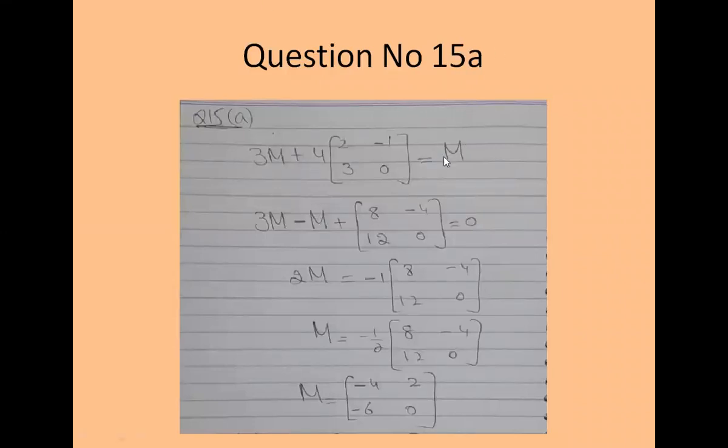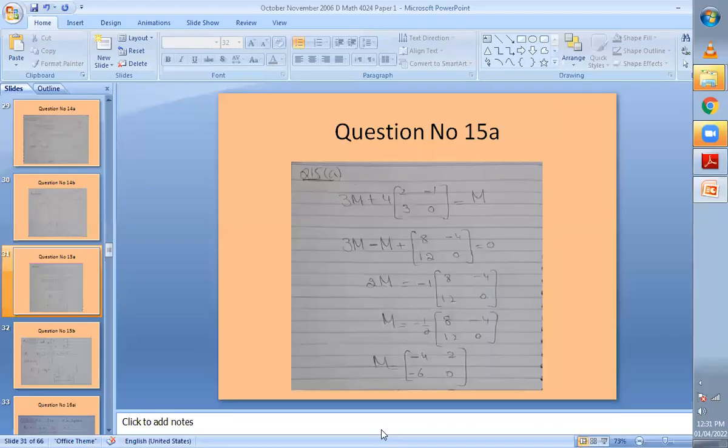Bring this M to this side and take this to the other side. So you have 3M minus M, and this matrix equals 0. So you will have 2M equals to minus this matrix, because when they go to the other side, the sign becomes minus. And then we take this 2 to the other side, and it will become minus 1 by 2. When you multiply minus 1 by 2 with this, you will have minus 4, plus 2, and minus 6 and 0. So this is how you will find the M value. Very easy and straightforward question.